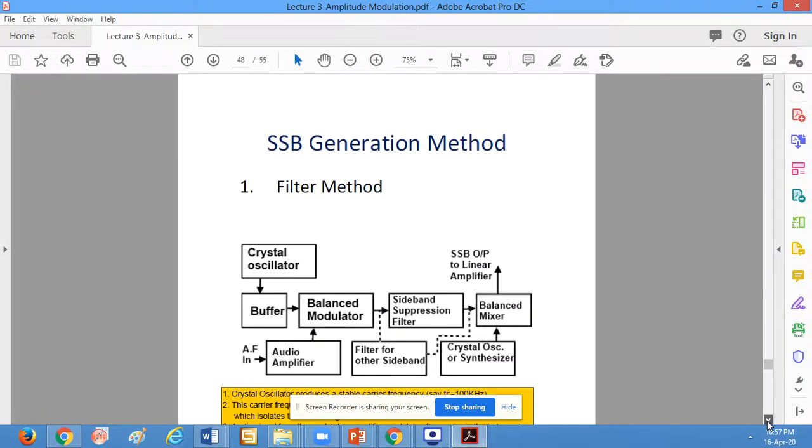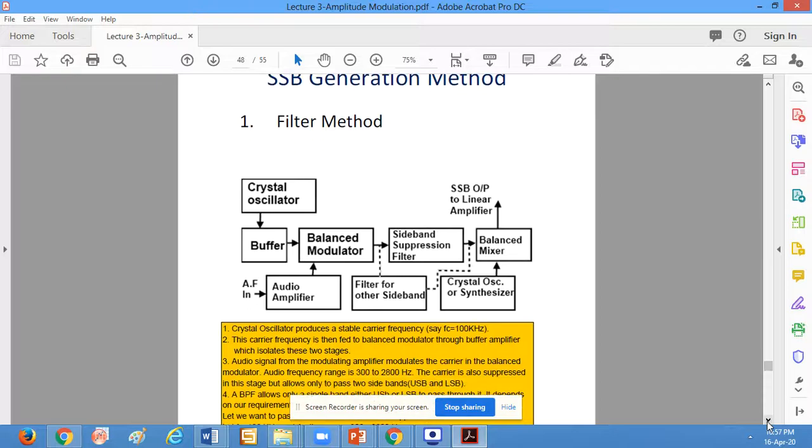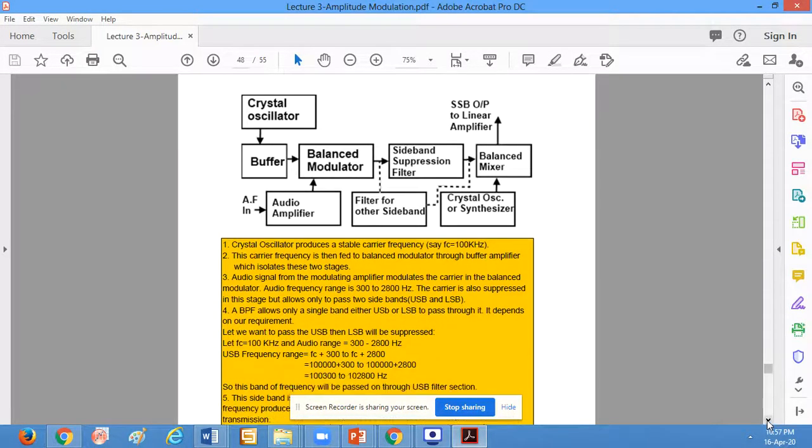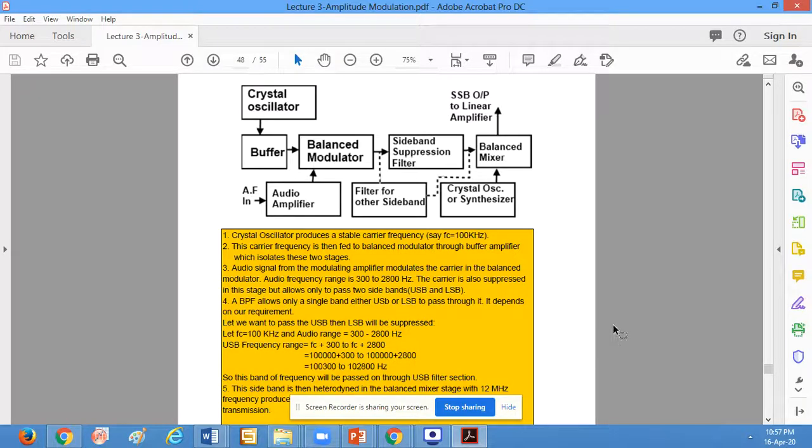So today we'll study the SSB generation methods. First of all, the first method is the filter method. This block diagram shows how we can generate the single sideband modulation. First of all, we have a crystal oscillator that is used to produce the carrier frequency, let it be FC equals 100 kilohertz. Then it is given to the buffer, and meanwhile we have an audio frequency input, that is the message signal, that is given to the audio amplifier, and both are given to the balanced modulator.